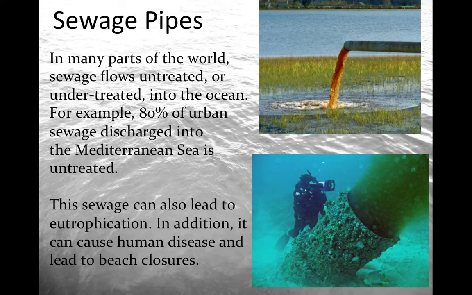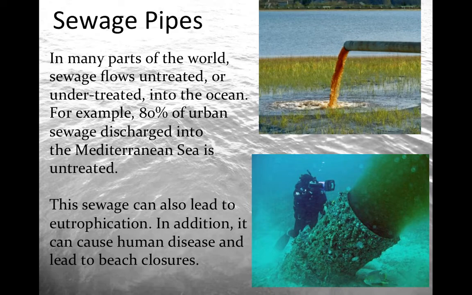Another ocean pollution comes from sewage pipes. In a lot of parts of the world, particularly in third world nations, sewage flow is not treated when it hits the ocean. Or if it is treated, it's undertreated, so it's not treated as well as it ought to be. An example that we're using here is the Mediterranean Sea, where approximately 80% of the urban sewage is discharged untreated into the Mediterranean Sea.